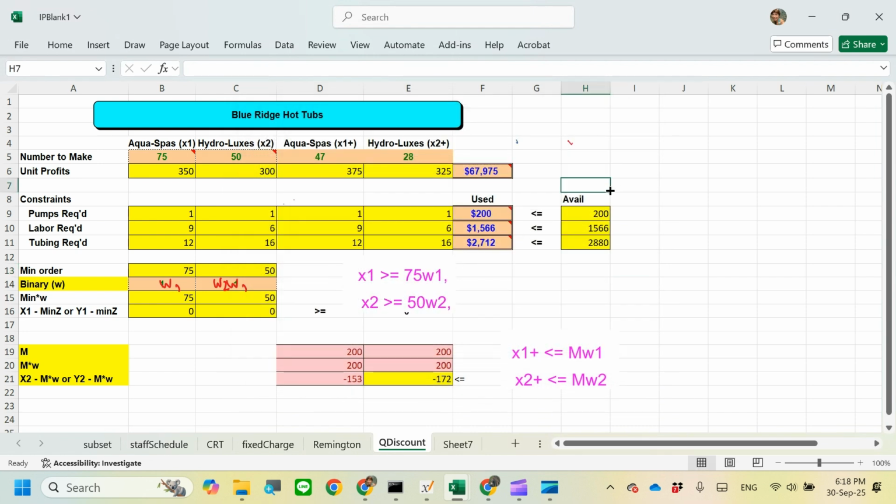Okay, now this makes sense. We can see that we produce 75 of Aqua Spa at the 350, and beyond that there are 47 units of Aqua Spa. And for Hydrolux, we produce up to the lower bound of 50, and then we produce extra. So you can see that using binary decision variables allows us to model a quantity discount like this.